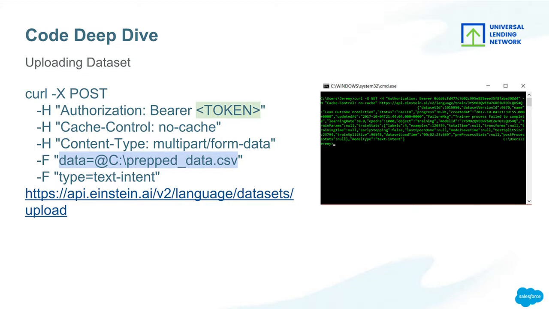So there's a couple of pieces within the call that you make. You put in the token that you got from the token service, then you specify the path to the data that you want to upload, and everything else is just the standard stuff that you pass.